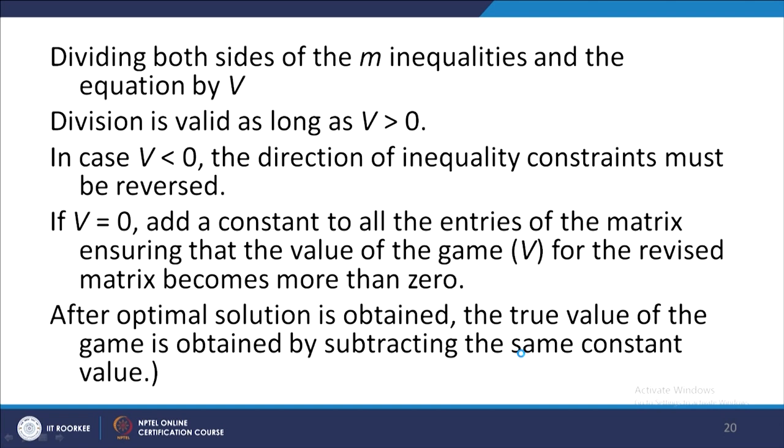Now, we divide both sides of the m inequalities and the equation by V. Division is valid as long as V is greater than 0, so we can take the liberty of dividing the inequalities by V. However, in case V is less than 0, the direction of the inequality constraints should be reversed. And if V is equal to 0, then we can add a constant to all the entries of the matrix, making sure that the value of the game V for the revised matrix becomes more than 0.